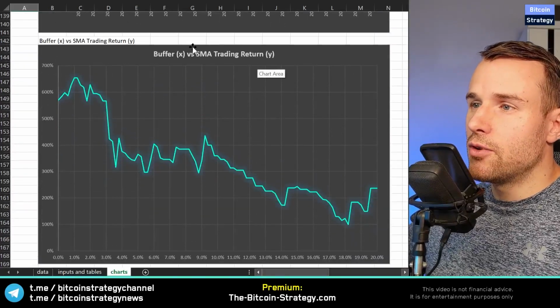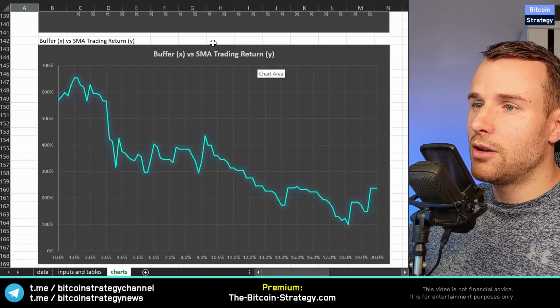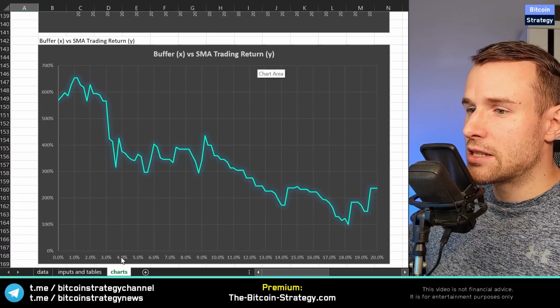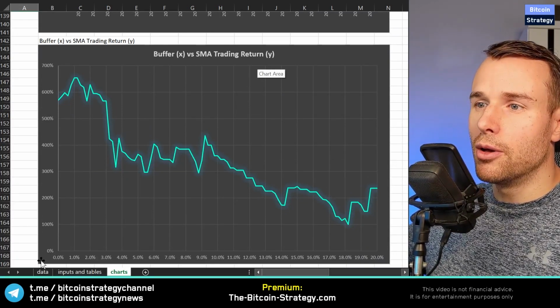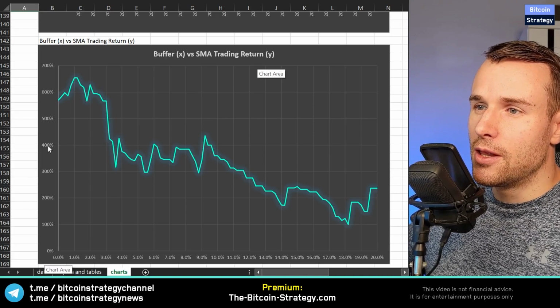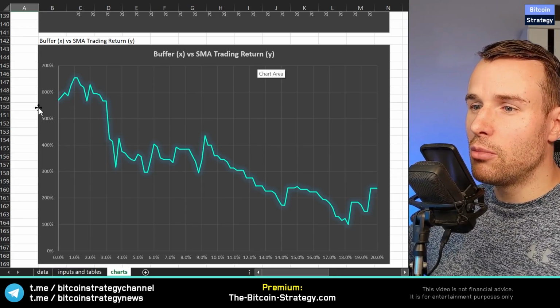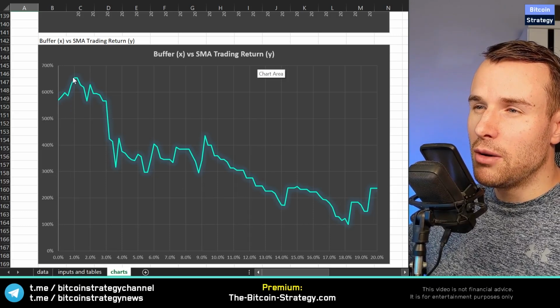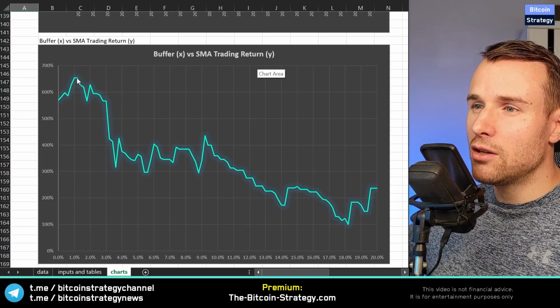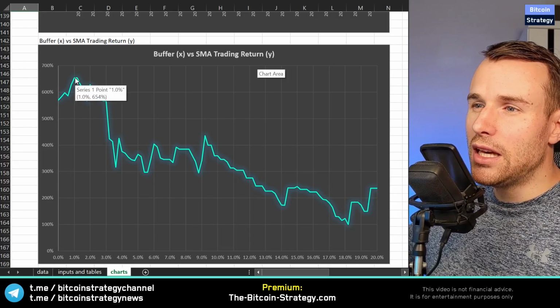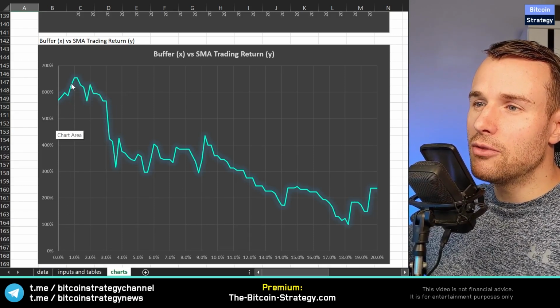So this is for the simple moving average, the 35-day simple moving average. On the x-axis, we've got the buffer, and on the y-axis, we've got the annualized performance. So for most buffers, we actually underperform having no buffer at all, right? But when we take a very tight buffer, at around 1%, we can still perform even a little better.